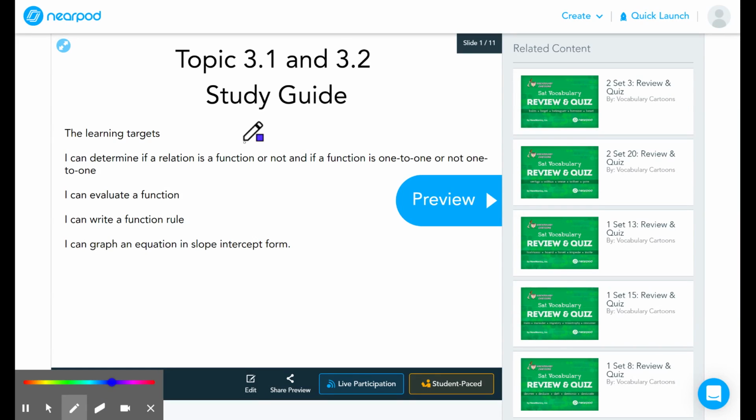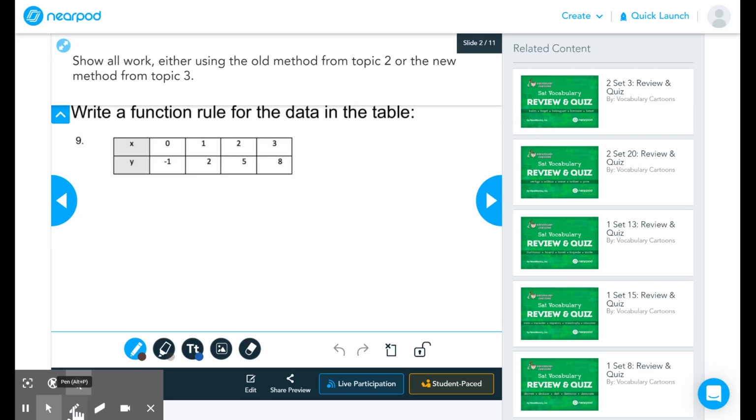So in this video, we're going to go over the topic 3.1 and 3.2 study guide. So the first one is writing a function rule. So I will show this one both ways.